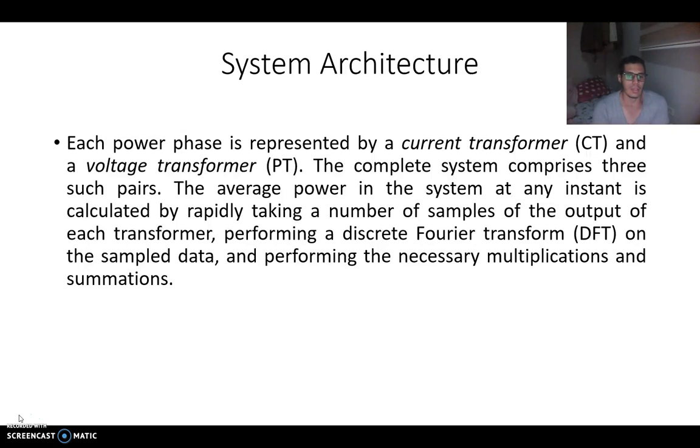System architecture: Each power phase is represented by a current transformer (CT) and a voltage transformer (VT). The complete system comprises three such pairs. The average power in the system at any instant is calculated by rapidly taking a number of samples of the output of each transformer.